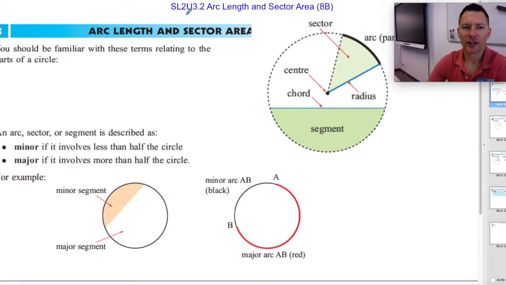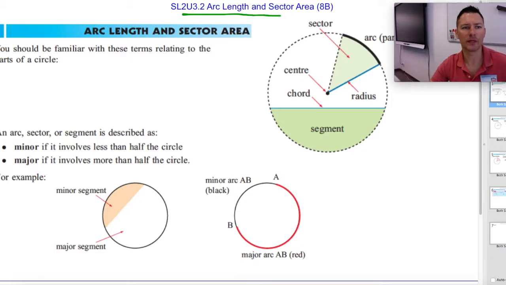All right, y'all, we are checking out 8B out of the text. It's arc length and sector area in our second part of our trig unit. Before we jump too far in, I wanted to give you a little vocab. Just make sure we're all speaking the same language.